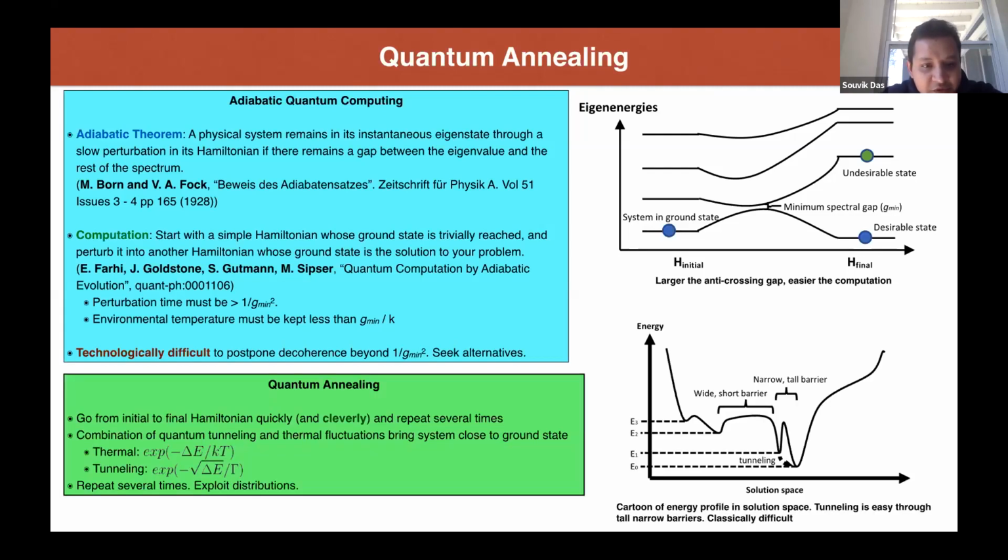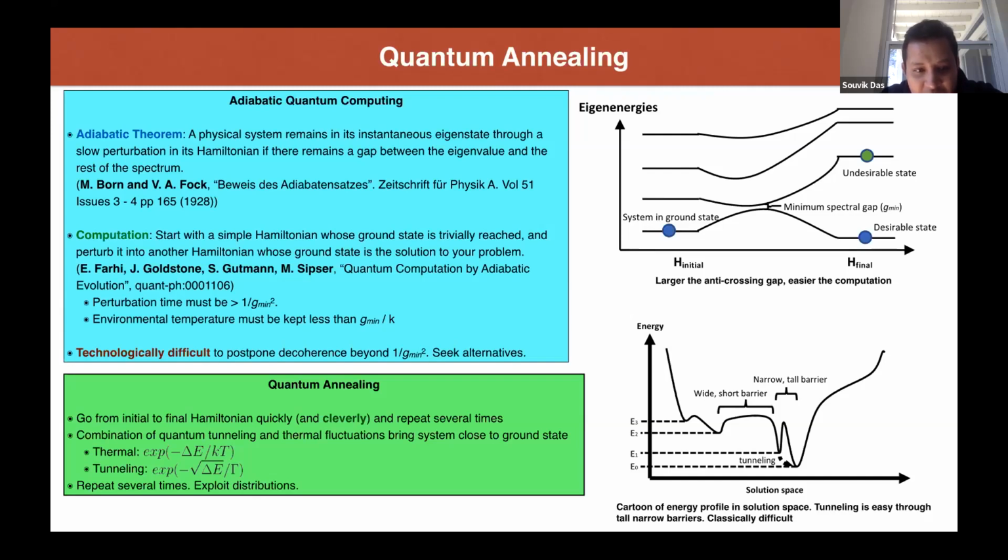So what people have done is use a slightly different paradigm, called quantum annealing. This is basically going from the initial to the final Hamiltonian quickly and cleverly. There is a certain schedule in which you morph one Hamiltonian into another and repeat several times. You expect that the combination of quantum tunneling and thermal fluctuations will bring the system to the ground state. The advantage is when you are very close to the ground state, but in a local minimum separated from the ground state by a large potential barrier.